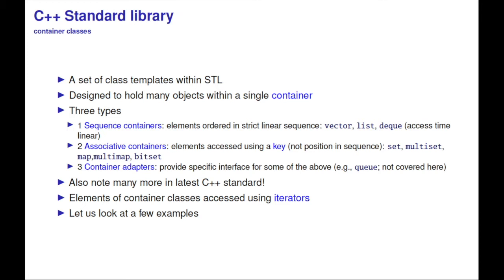There are associative containers. They are elements with a key: set, multiset, map, multimap. It often is harder to get to an element, so it takes slightly longer. And container adapters provide a specific interface for some of the above, which is, for example, a queue, but I won't discuss container adapters. And as soon as the C++ standard changes, which is every 3 years, there are usually many, many more, and at this point I'm probably lost to see what all of them are. Elements of container classes are accessed using iterators normally, but let us look at a few examples.